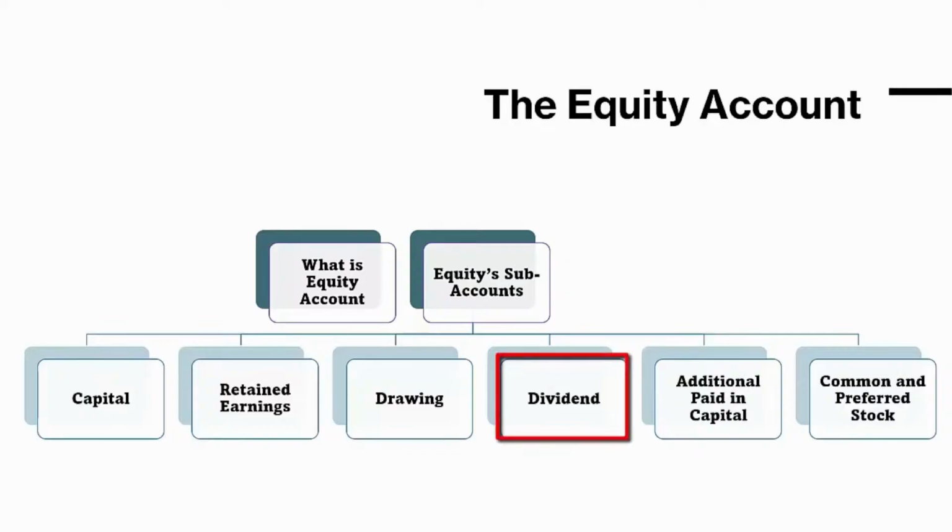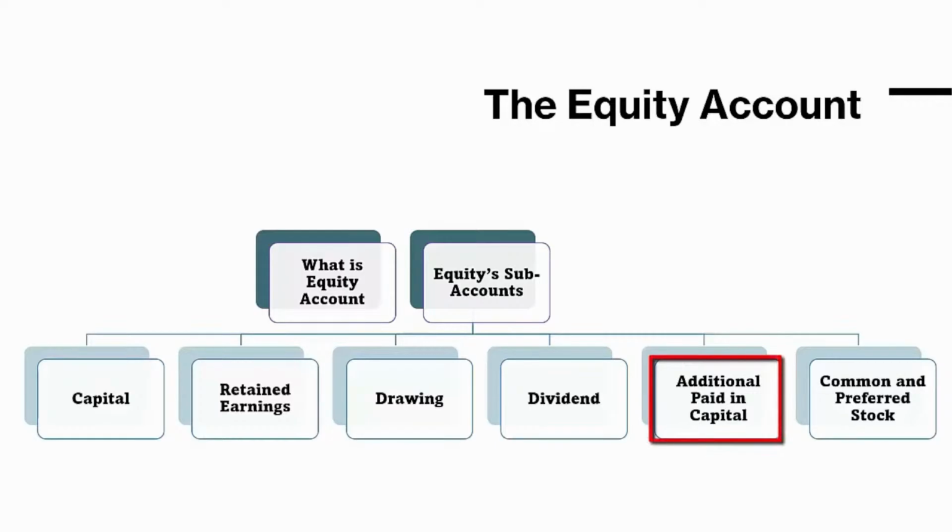4. Dividends for corporations. If the business is a corporation, it may distribute a portion of its profits to shareholders as dividends. Dividends reduce the business's retained earnings and represent the portion of profits paid out to shareholders.